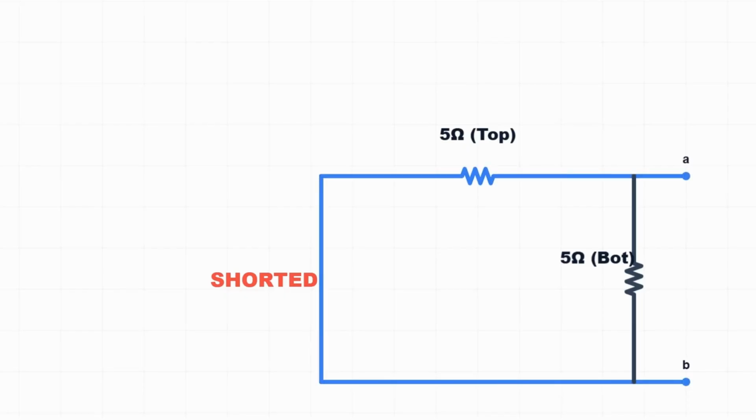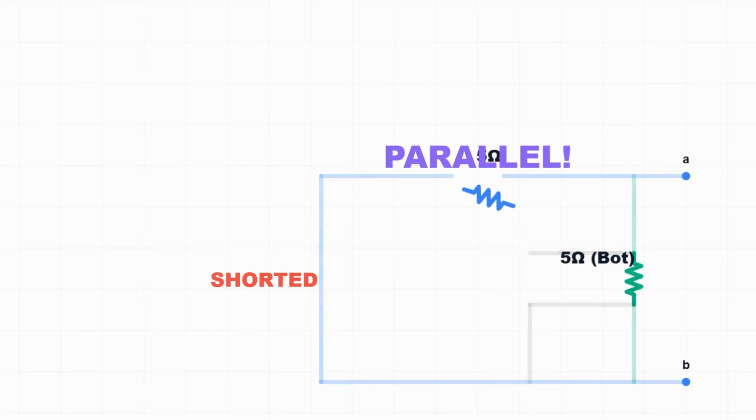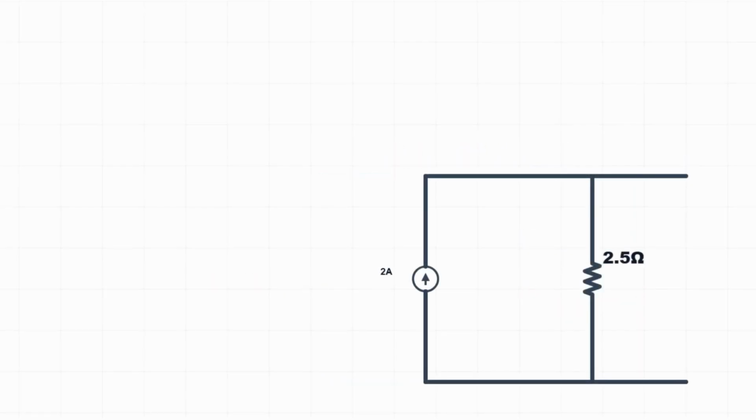Wait, let's trace carefully. Terminals A and B are across the bottom resistor. Looking in from A, we go up to the top resistor, which goes to ground. Looking in from A, we go down. Actually, both resistors are connected to ground. They are in parallel. R Norton equals 5 parallel 5, which is 5 ohms. So our Norton equivalent is a 2 amp current source in parallel with a 5 ohm resistor.